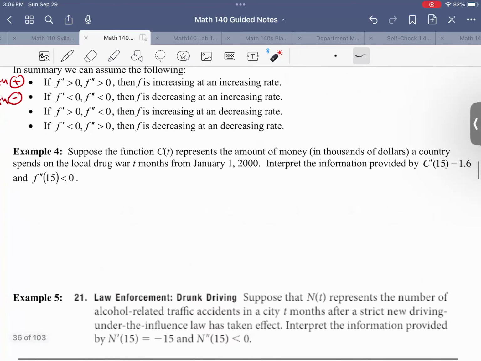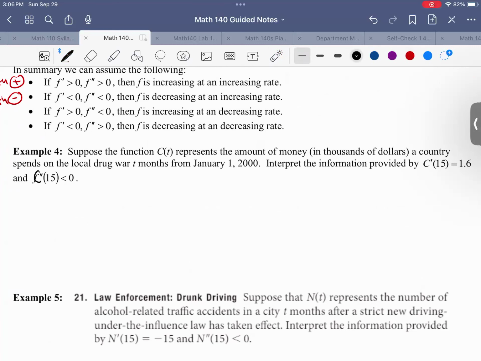So example 4: suppose the function C of t represents the amount of money, in thousands of dollars, a country spends on a local drug war t months from January 2000. Interpret the information provided by C prime of 15 equals 1.6. And this is a typo. This should be C double prime of 15 less than 0.